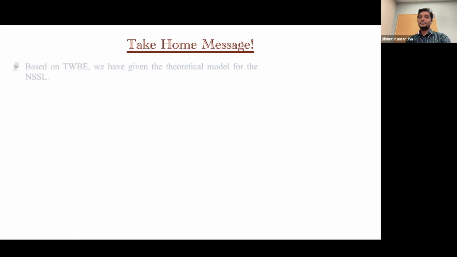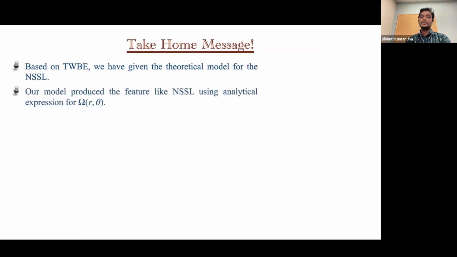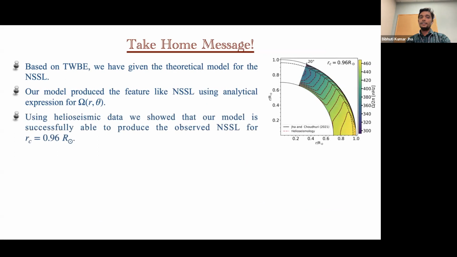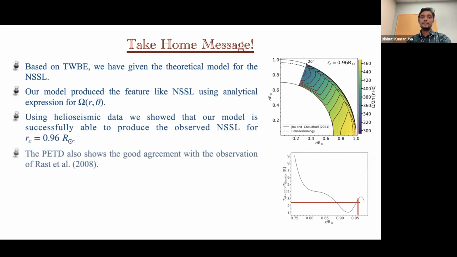Based on the thermal wind balance equation, we have given the theoretical model of the NSSL, and our model is able to produce a feature like the NSSL, even using the analytical expression of omega(r, theta), where we have not seen any signature of the NSSL in the input data. And then we have used the helioseismic data, and we saw that our model is successfully able to produce the observed NSSL for RC equal to 0.96 R0.